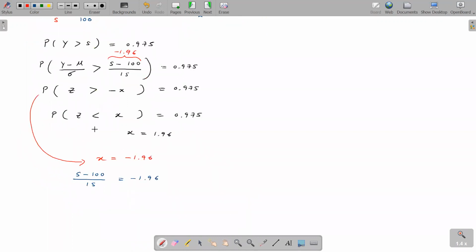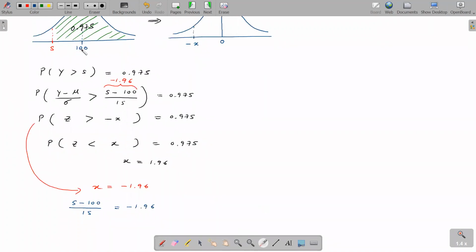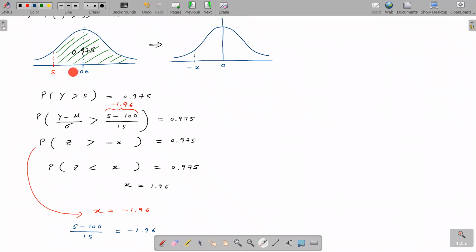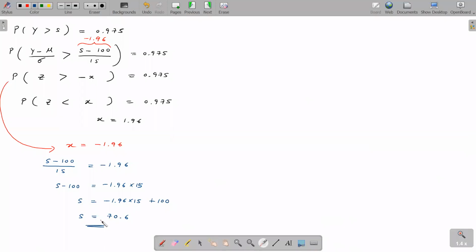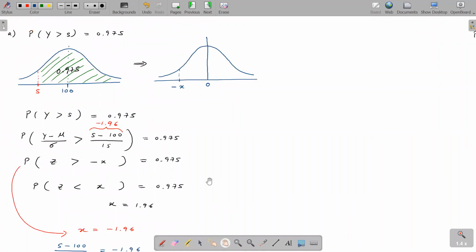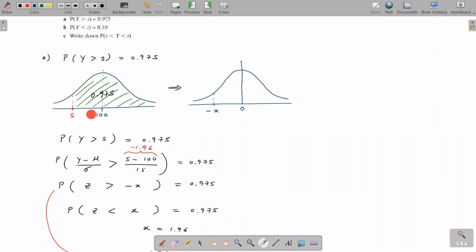So you can now get the S value, and you know your S value should be what? Smaller than 100, because you identified that from the beginning. So S minus 100 equals minus 1.96 times 15. So S equals minus 1.96 times 15 and you add the 100. So get the S value, guys. You should get a value smaller than 100. How much is it? Okay, guys, so 70.6, and you can see your answer makes sense with your diagram because you know your S is smaller than 100. That's done.